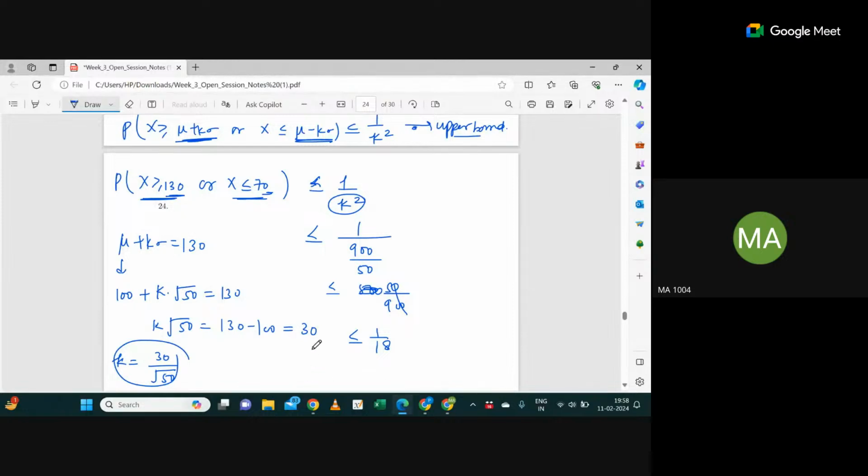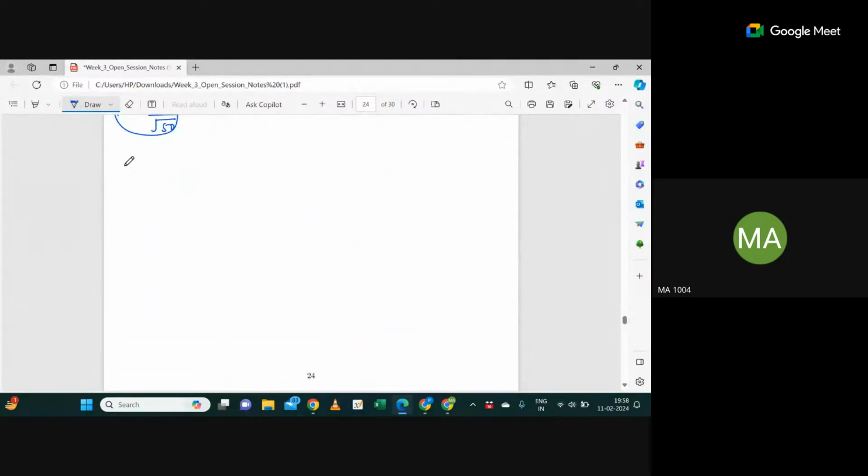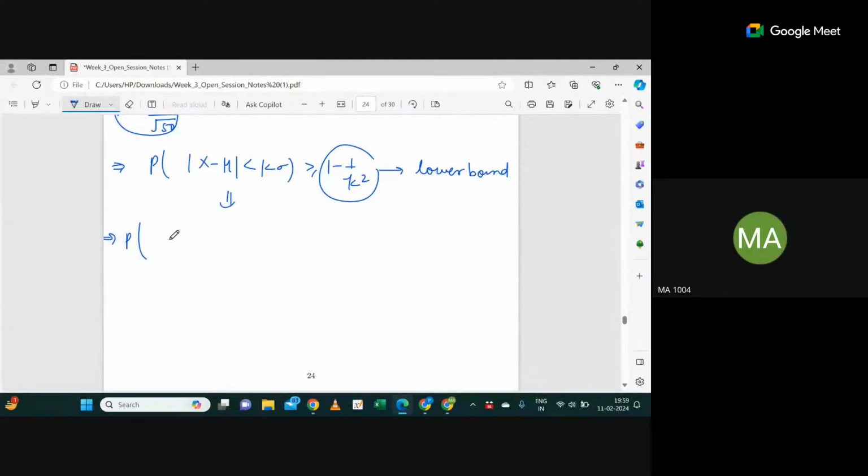One is for the upper bound, one is for the lower bound. Let me write down again. Probability that x minus mu less than k sigma is greater or equal to 1 minus 1 by k. What is this? This is the lower bound, right? If you expand this, we get probability mu minus k sigma less than x less than mu plus k sigma greater or equal to 1 minus 1 by k square, right?